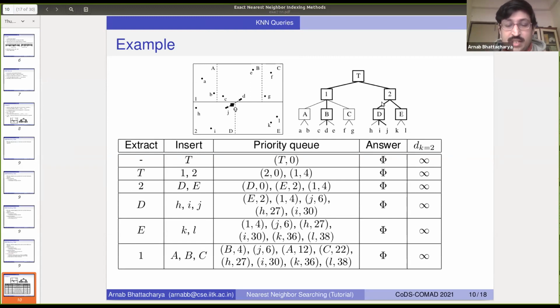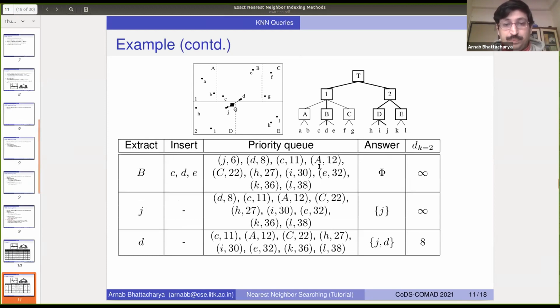And you keep on doing this. And finally, you start getting actual answers about this point J. So when you have this J6, that is your first answer. And then you extract D and that is your second answer. So you start getting answers at this point. And you also maintain the distance to the kth nearest neighbor, that is 8. And at this point in time, you can stop because anything on the heap is greater than 8. So by expanding CA, any of these things, you cannot get a distance less than 8. And you have already found distances up to 8. So at this point in time, the whole process stops.